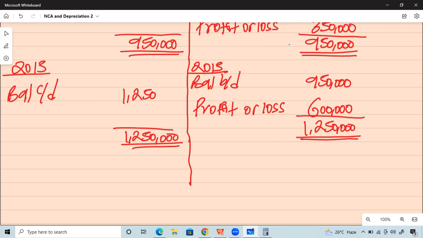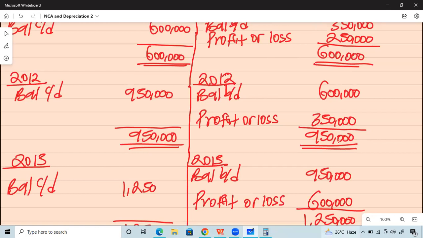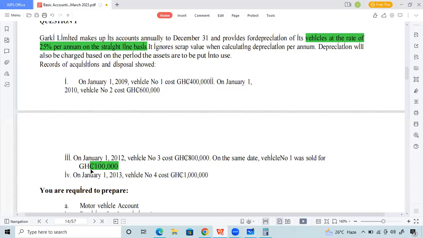Oh sorry, let me not tell you something. You know that in 2012 we disposed of a certain asset. We disposed of a certain asset.